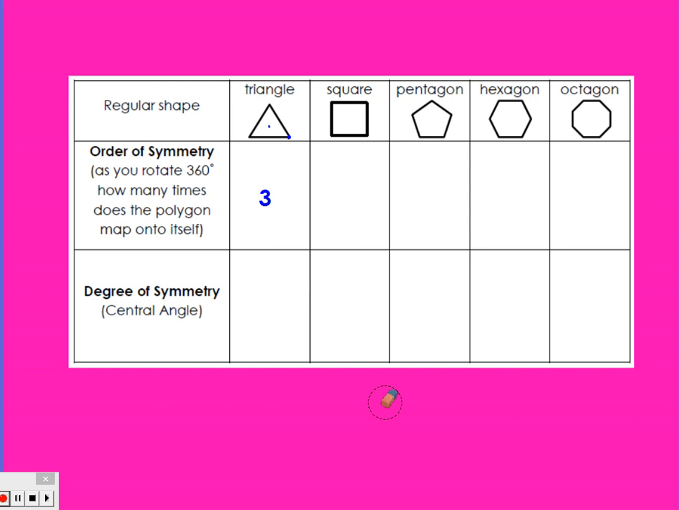All right, you keep going. The degree of symmetry: what I'm asking is if I drew a segment from the center out to a vertex, what degree measure would that be? So I would need to take 360 divided by 3, and I get 120 degrees. Okay, you keep going with this. Take a few minutes.